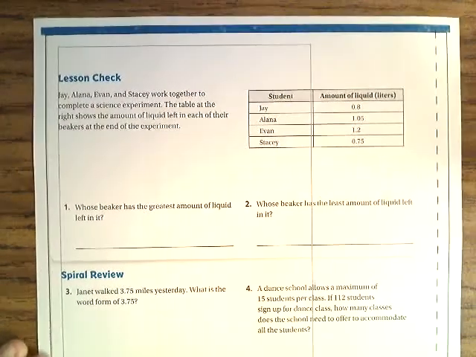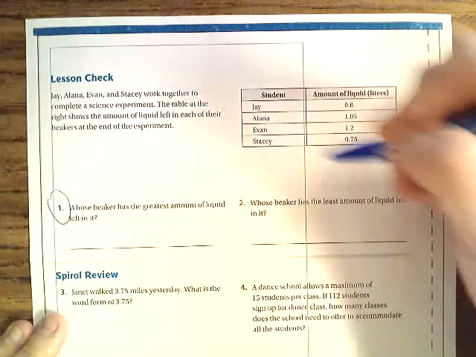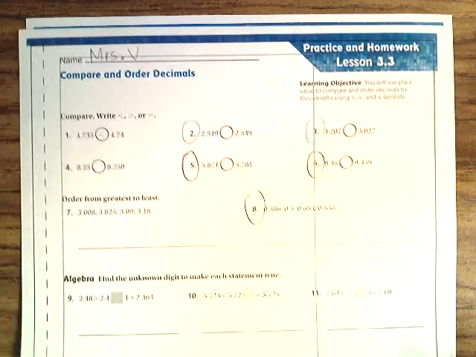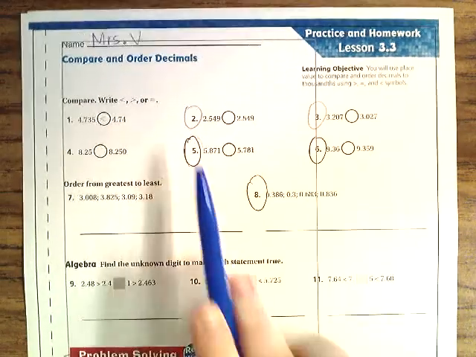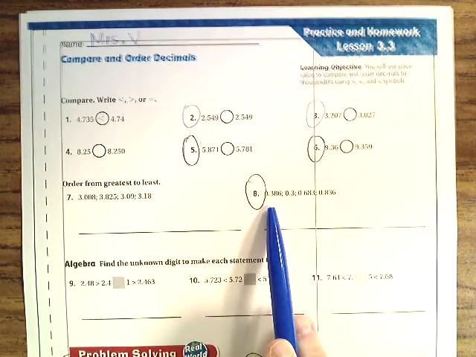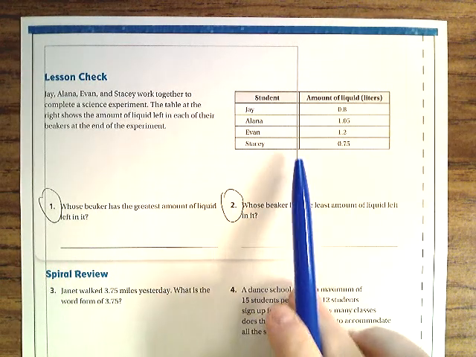Then on the back for page 168, you are going to do number 1 and number 2. So on page 167, you are working on 2, 3, 5, 6, 8, 12, and 13. Then on page 168, you are working on number 1 and number 2. You're going to use this chart.